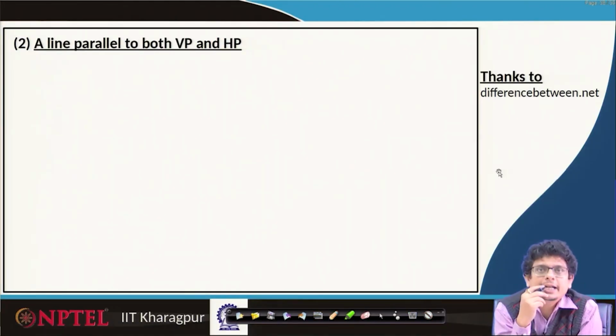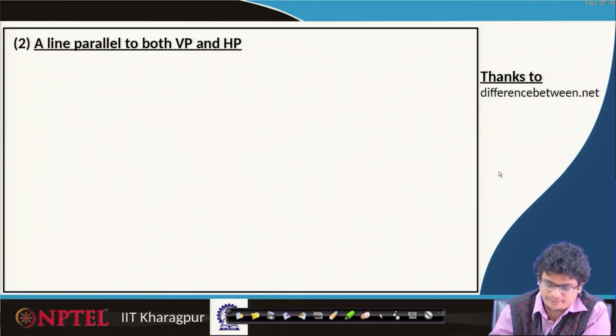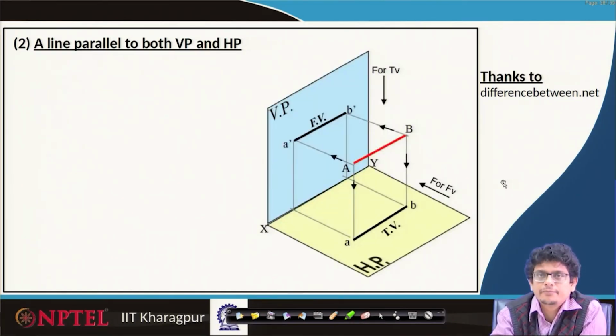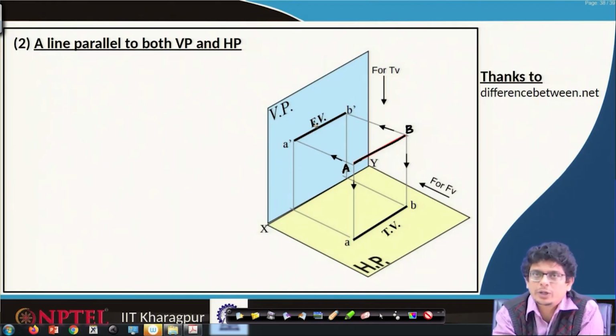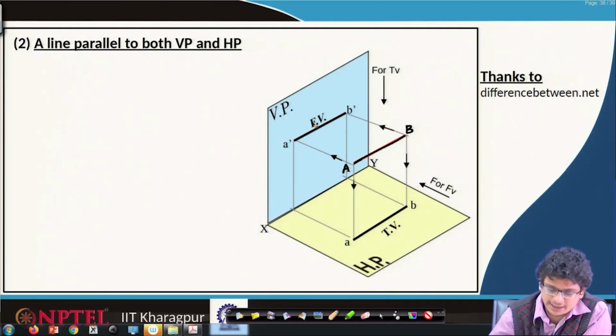Let us look at the second case, a line parallel to both the vertical plane and the horizontal plane. This is AB, and it is parallel to the horizontal plane and also parallel to the vertical plane. If that is the case, what are the lengths we are observing on the vertical plane and also on the horizontal plane? Let us look at it.